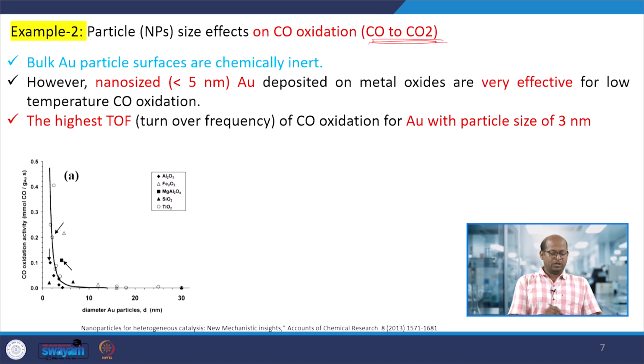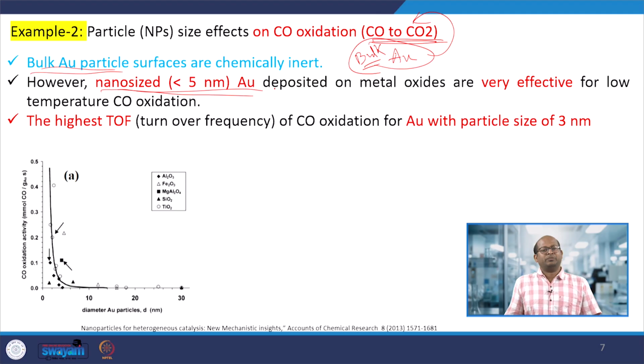Here you can see bulk gold particles. It has been observed that bulk gold is chemically inactive for this particular transformation of CO into CO2; it does not react. When this gold is converted into nano size, less than 5 nanometers, it is very effective at low temperature for CO oxidation.